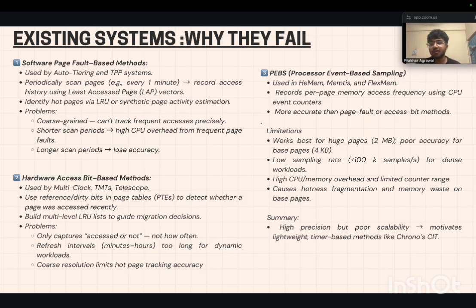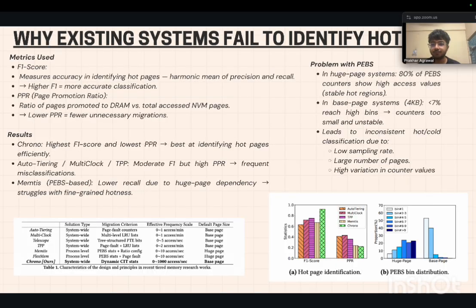Third is the PEBS counter, in which we use hardware counters, which reduce our workload and overheads. But the problem here is that it has a very low sampling size. That is, I can only track about 10 to the power 5 pages, but in reality there are millions of pages. So it only works when the page size is huge and not on base pages.